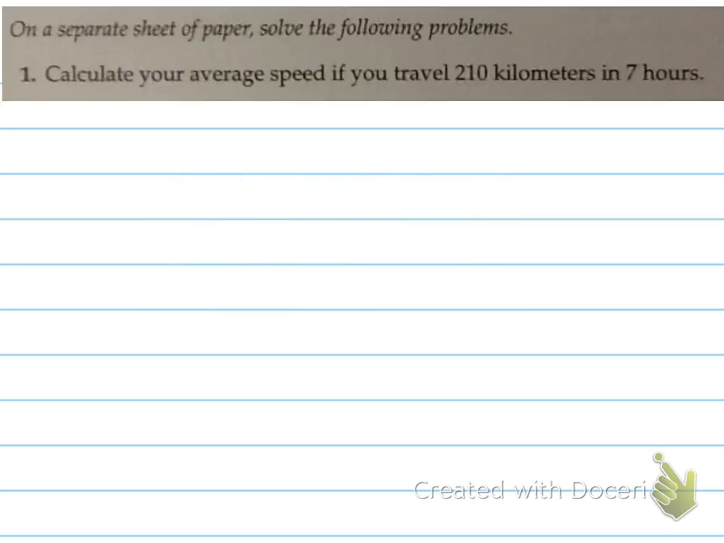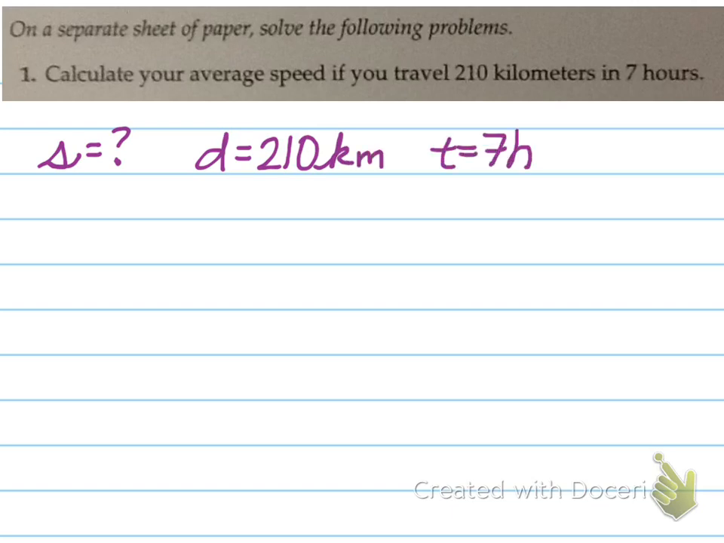So question number 1 says, calculate your average speed if you travel 210 kilometers in 7 hours. So average speed is S. So that's what we don't know. Travel 210 kilometers, so that's a distance. And my time is 7 hours.